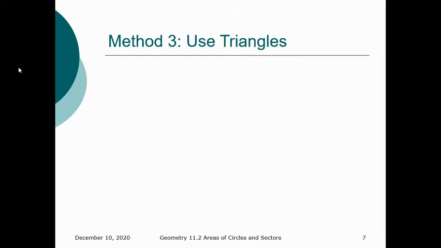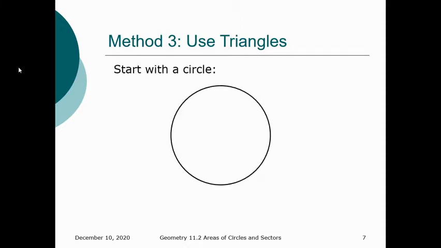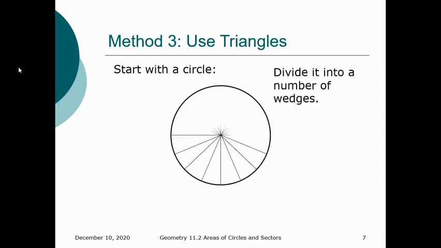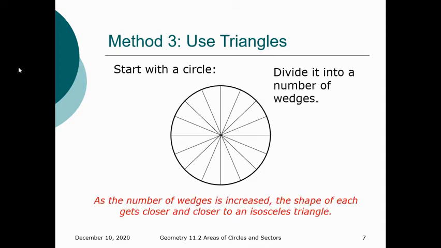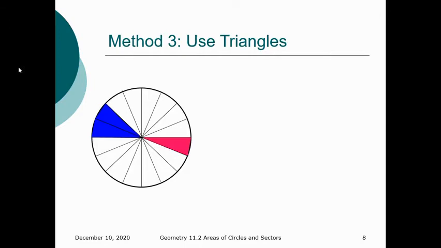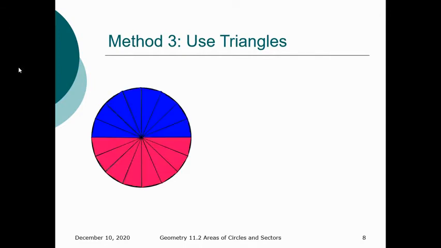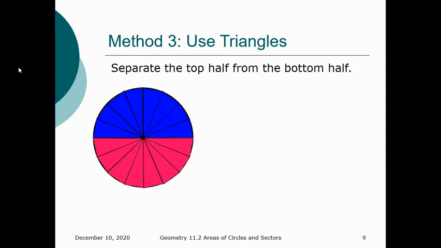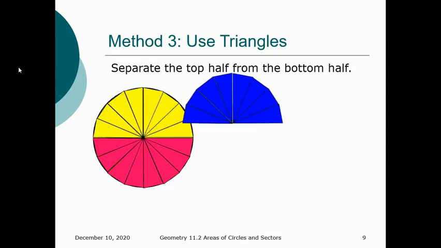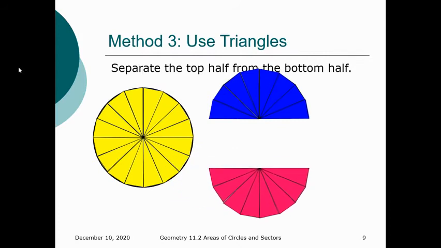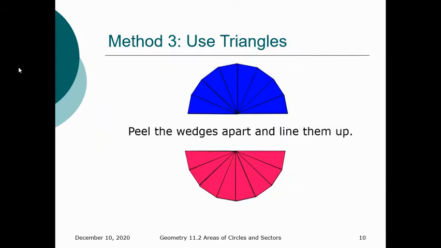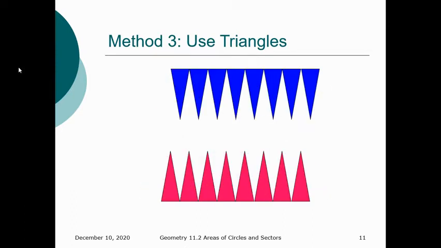However, there is another method to find the area of a circle by using triangles. So we're going to start with a circle. We're going to divide it into a number of wedges. As the number of wedges is increased, the shape of each gets closer and closer to an isosceles triangle. Separate the top half from the bottom half. Okay. We're going to peel the wedges apart and line them up, and then we're going to slip them together.